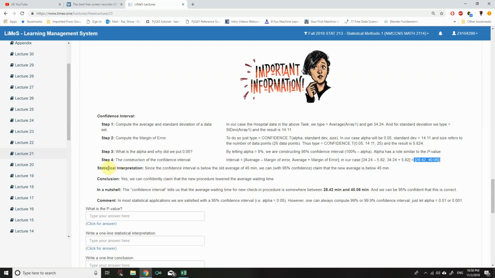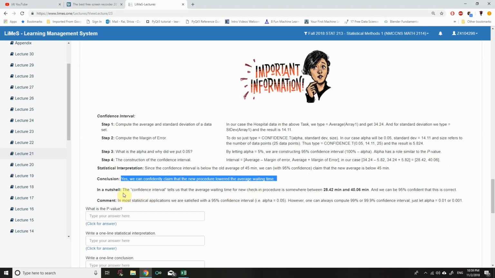That's fine. The statistical interpretation is, since the confidence interval is below the old average of 45 minutes, we can now with 95% confidence claim that the new average is below 45 minutes, since the confidence interval, which is 28 up to 40, is below 45 minutes. Conclusion: yes, we can confidently claim that the new procedure lowered the average waiting time.